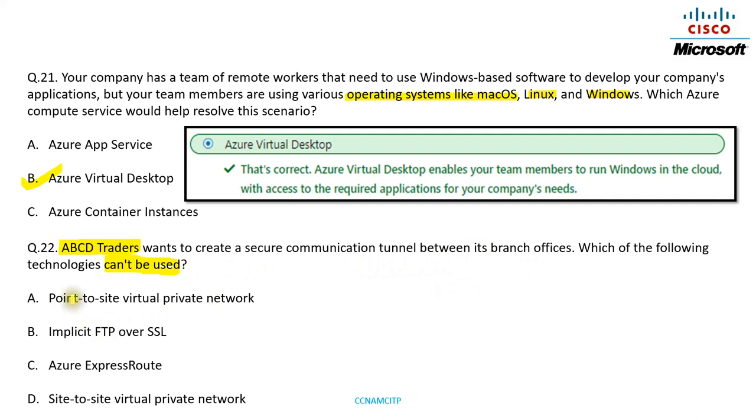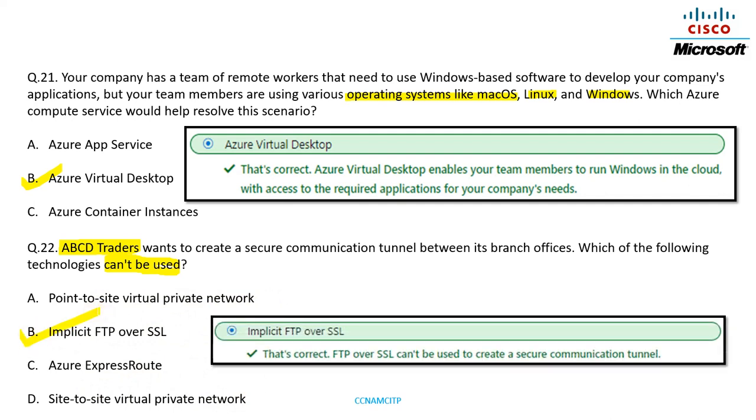So what is it? Point to point, point to site virtual private network, or implicit FTP over SSL, Azure ExpressRoute, site to site virtual private network. So guys, the answer is B. That's the correct answer because FTP over SSL can't be used to create a secure communication tunnel.